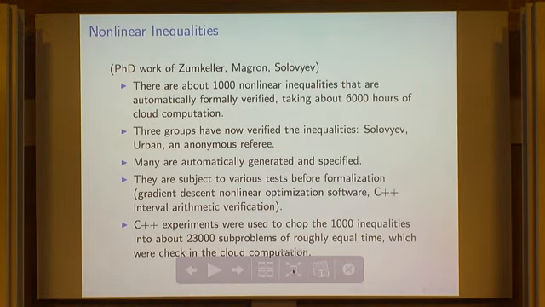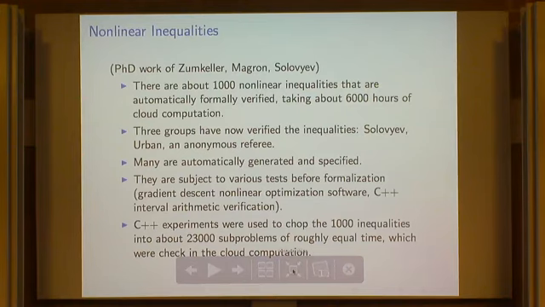Okay, so let me talk about the nonlinear inequalities. There are about 1,000 nonlinear inequalities. I'll show you a few in a moment. They are automatically formally verified. This is the longest computational part of the proof. This takes about 6,000 hours on a cloud computation.